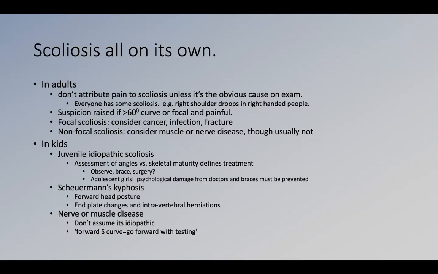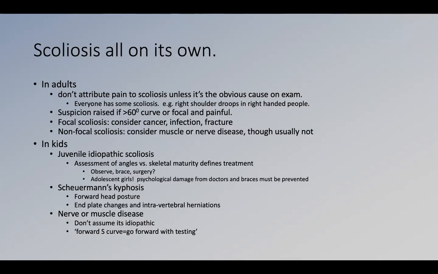A really cool thing to understand is if the curve looks like a forward S, if you're looking at their back and it goes from the right side down to the left side, back to the right side and down to the left side, it's a forward shaped S, then you go forward with trying to find out if there's a nerve, muscle, or bone disease, okay?